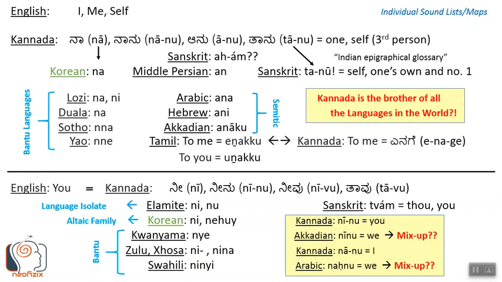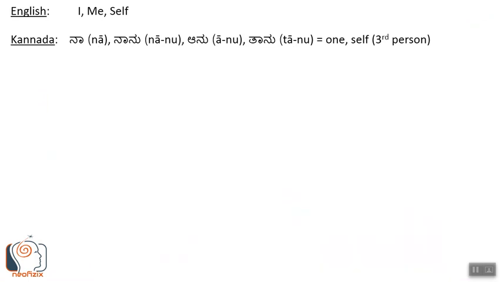So in this presentation, we are going to discuss the I, you, we, this, that words, mainly related to Kannada and comparing with many other languages, whatever is available from the Swadesh lists of different languages, Bantu languages, Semitic languages, Elamite, Sumerian, Indo-Iranian, Indo-Aryan, etc. So in Kannada, the words for I, me, self are all dominated by the na sound.